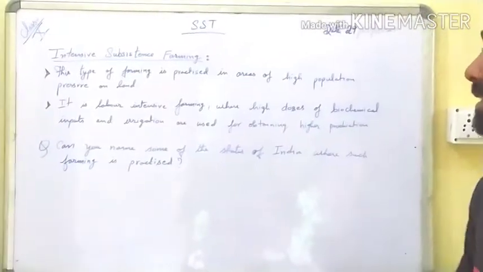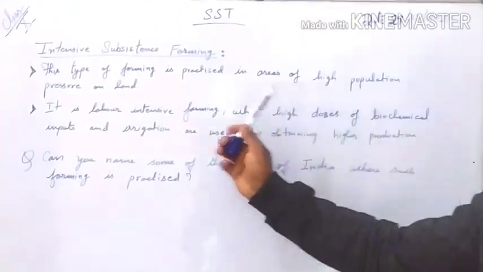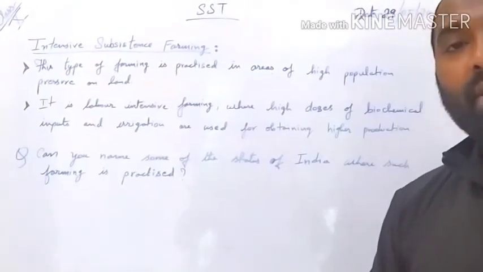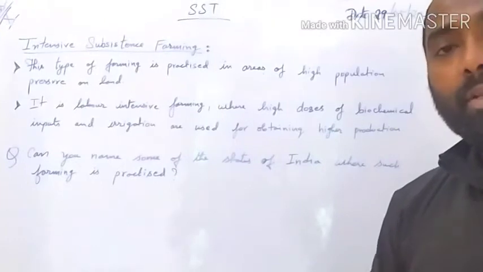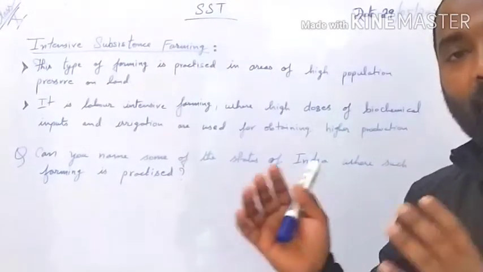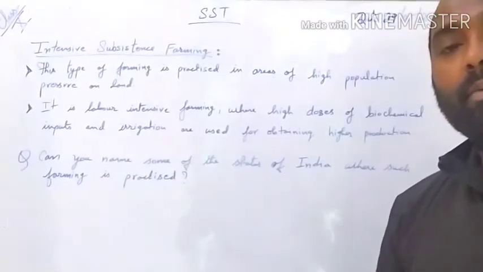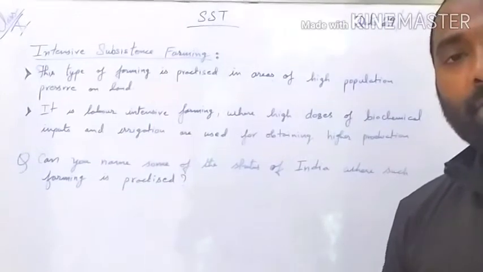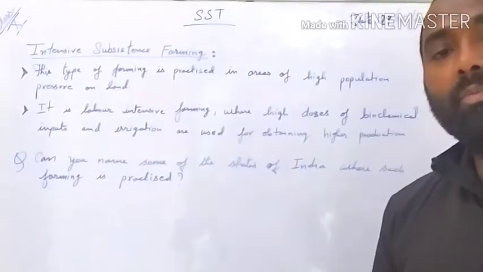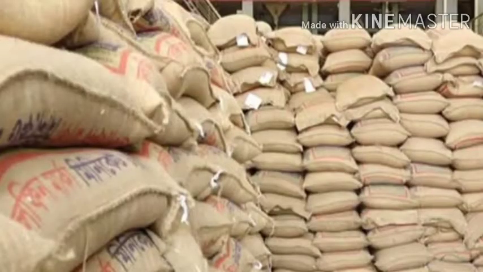So let us begin with intensive subsistence farming. This type of farming is practiced in an area of high population pressure on land. Suppose there is a limited portion of land and the number of people depending on that land is more. In that case, the land will not be able to support so many people. If the population is more and the land is limited, there will be pressure on the land.